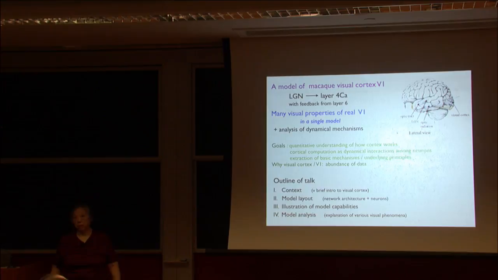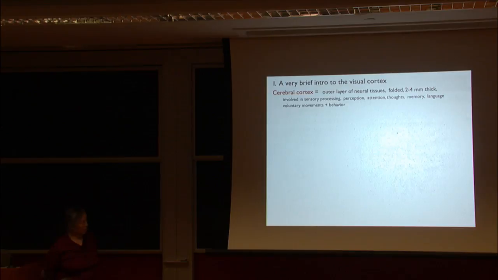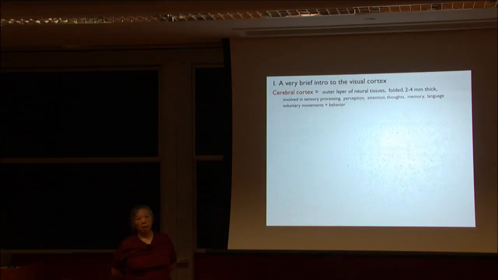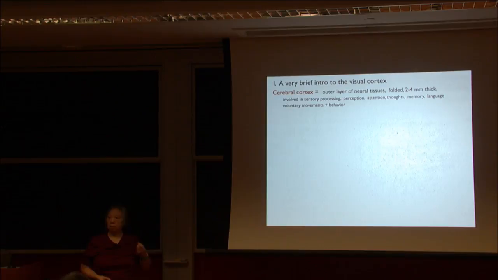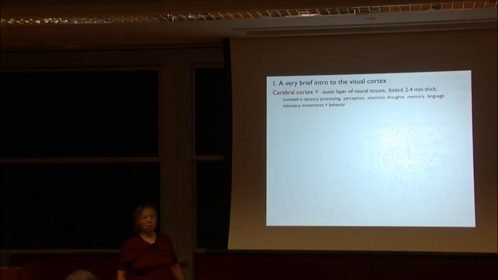This is my very brief intro to the visual cortex. Right underneath your skull, it's a sheet, this sheet that's all crinkled up that you've seen in pictures, 2 or 3 millimeters thick. You can think of this sheet as involved in most of your conscious thinking and behavior. The sensory information comes through there: your vision, auditory, touch, smell, all these things. Plus your thinking, your attention, memory, your scheming, movements, behavior, all those things.